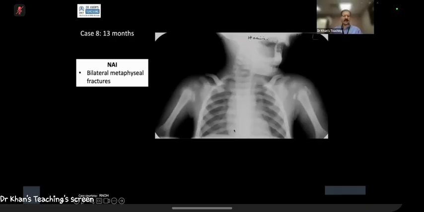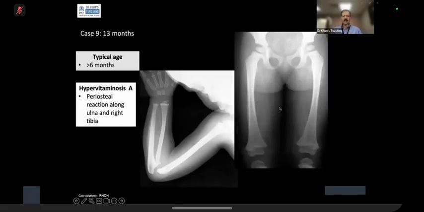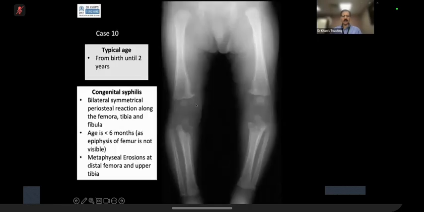This is one of the differentials. And then comes NAI, where you will see metaphyseal corner fractures, and then hypervitaminosis A. In hypervitaminosis A, there can be periosteal reaction, thin periosteal reaction. Typical age group is more than 6 years. And then comes congenital syphilis. Please remember that syphilis has had a rebound as far as numbers of cases are concerned in the UK. And of course, overseas, it is much more common.